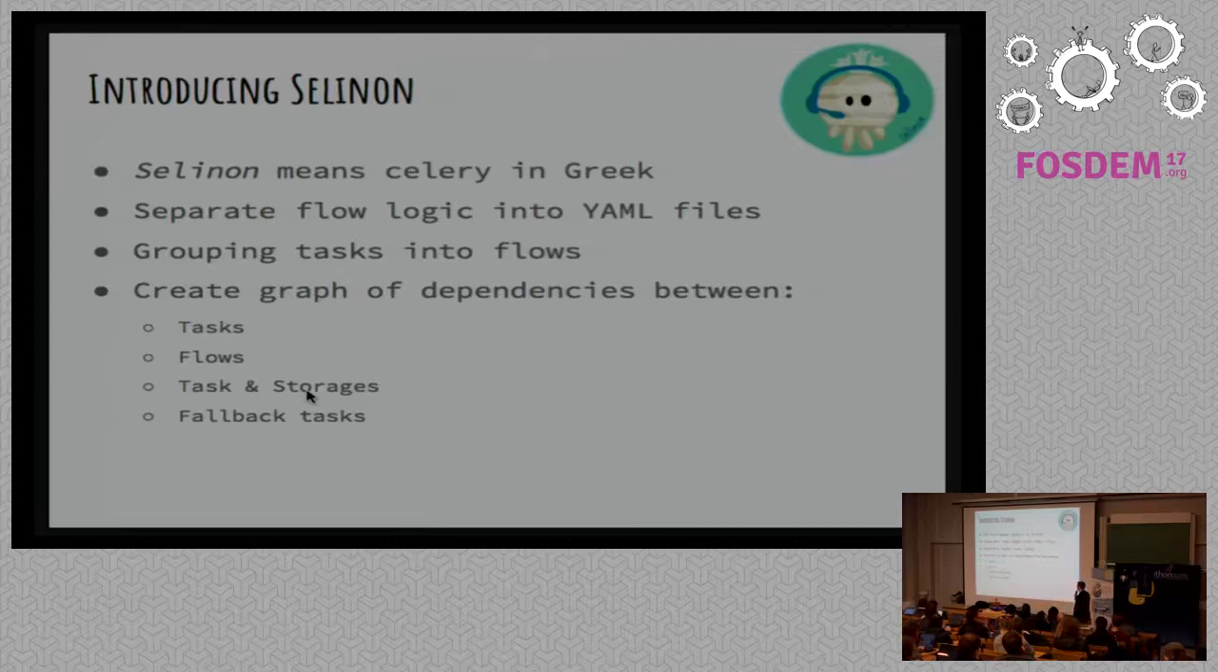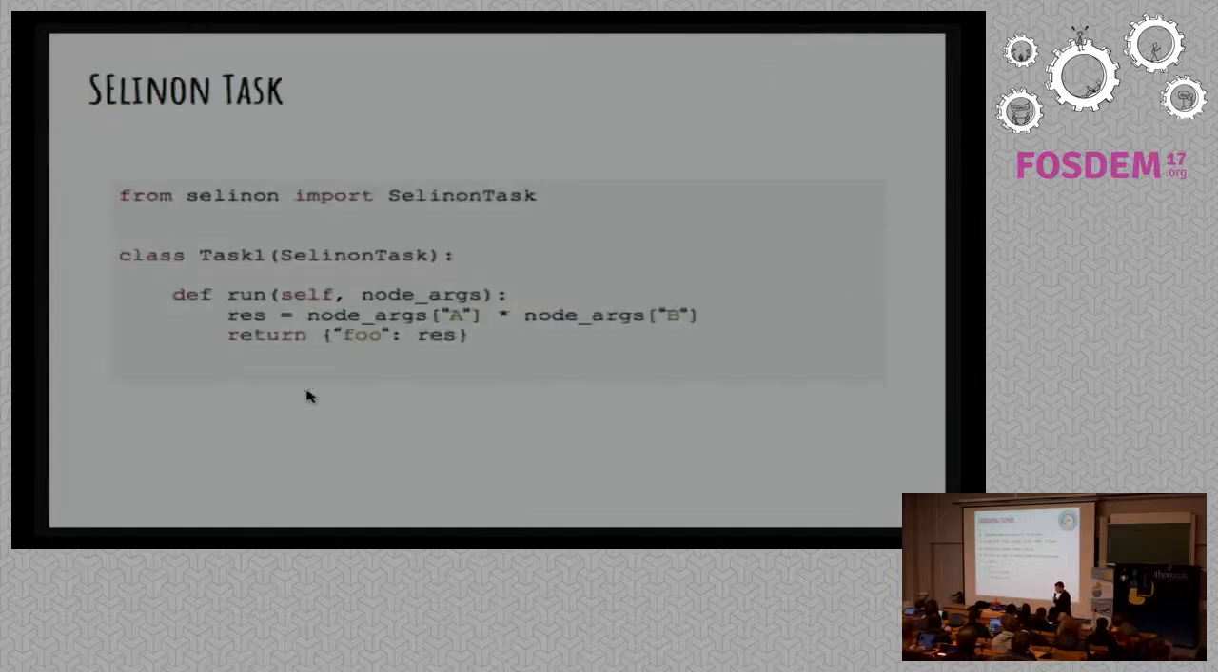What Selinon offers you is to separate flow logic from your task logic. That means you implement a task, and then you provide a configuration, a simple YAML file, which states how these tasks should be grouped. It also allows you to model dependencies between these tasks. It also allows you to use different storages and also to do something like recovering from failures. So let's take a look.